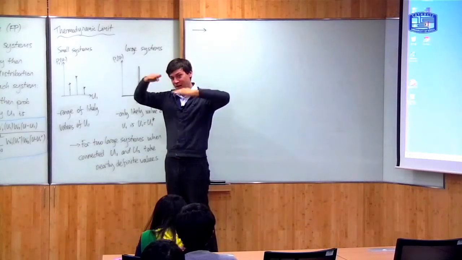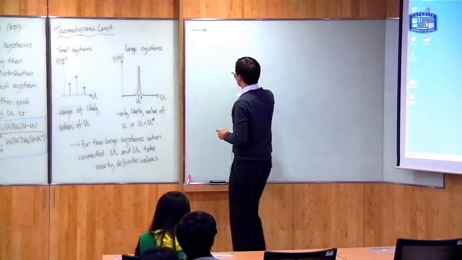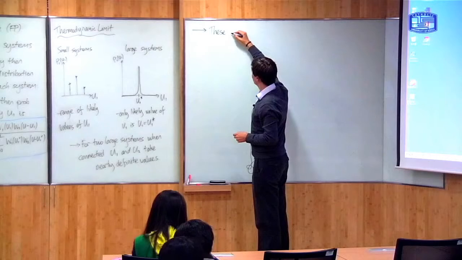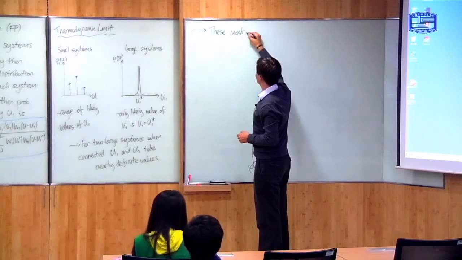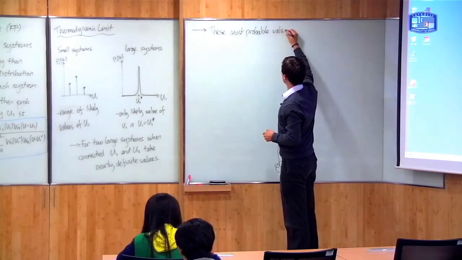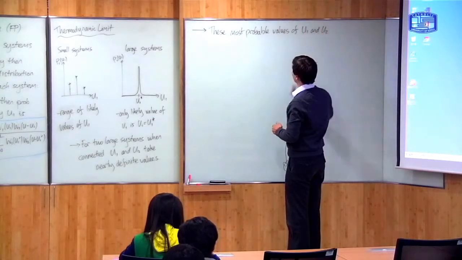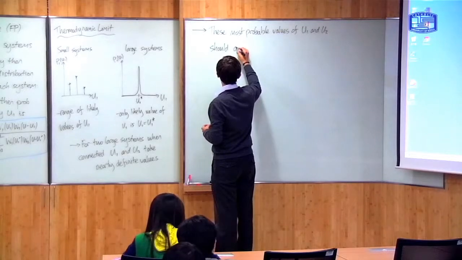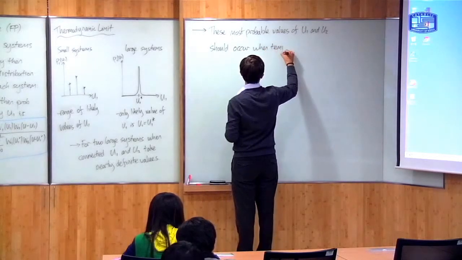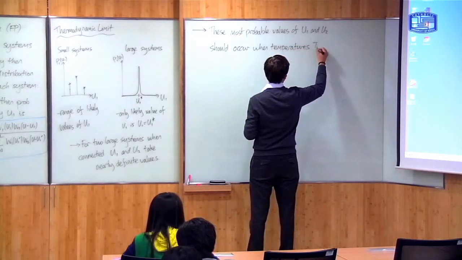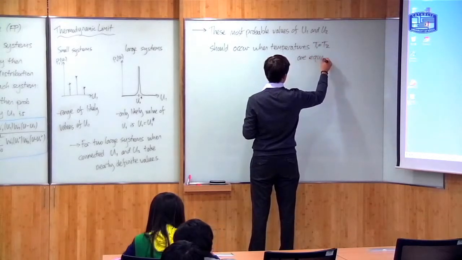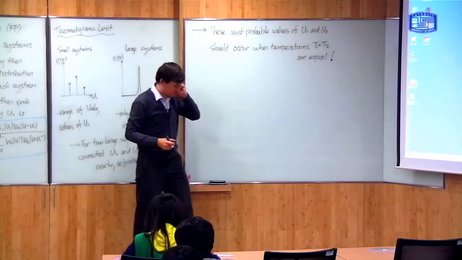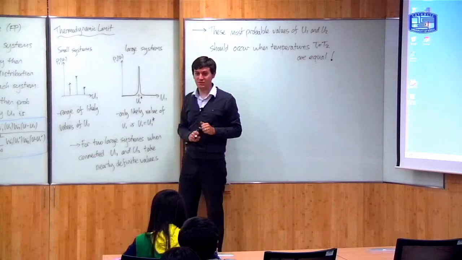Because this is what happens when you connect two systems and allow them to exchange energy. Their temperatures become equal. So these most probable values of U1 and U2 should correspond to the case where the temperatures are equal. When I connect two systems together and allow them to exchange energy, they reach an equilibrium when their temperatures are equal. So we expect that this U1 star here corresponds to the state of equal temperatures.